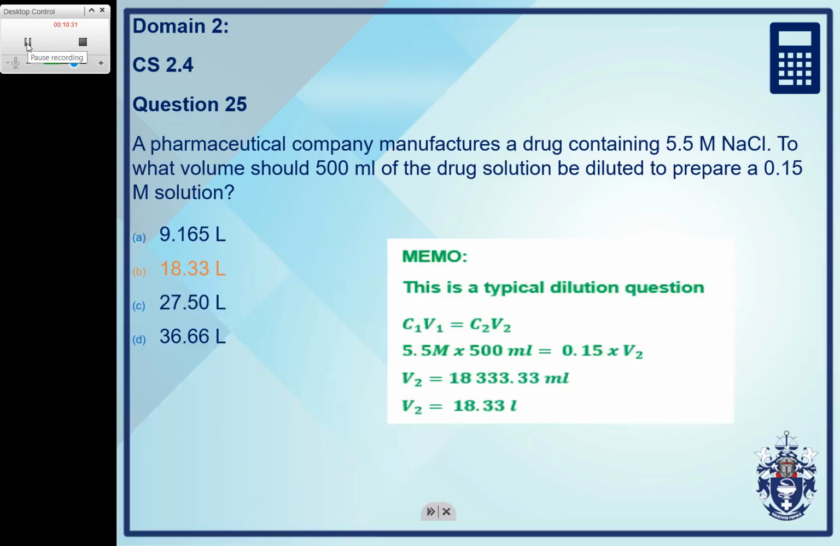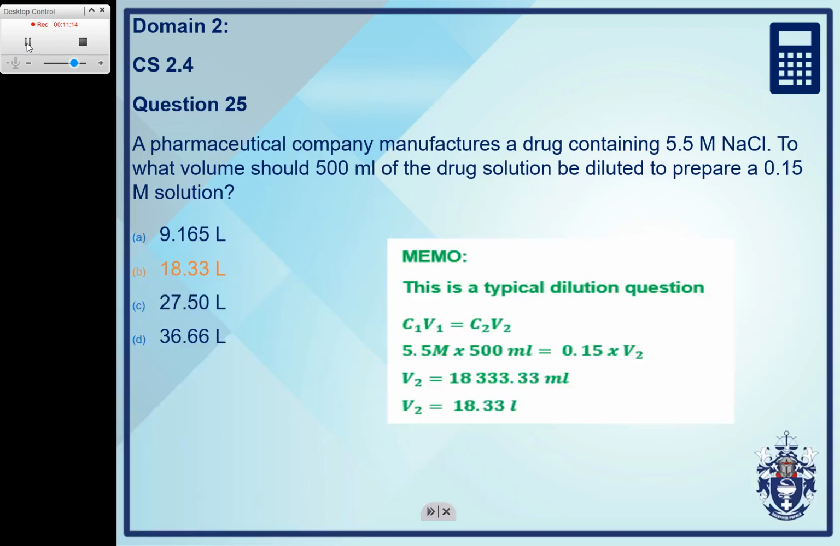For a simple dilution calculation, you can use the formula C1V1 equals C2V2, with the C's being the concentration of the respective solutions and V's the volumes. So substituting 5.5 molars for C1, and you have 500 moles of this solution, that will be V1. You need to dilute the concentration to 0.15 molar. And you need to know what the volume of this solution will be.